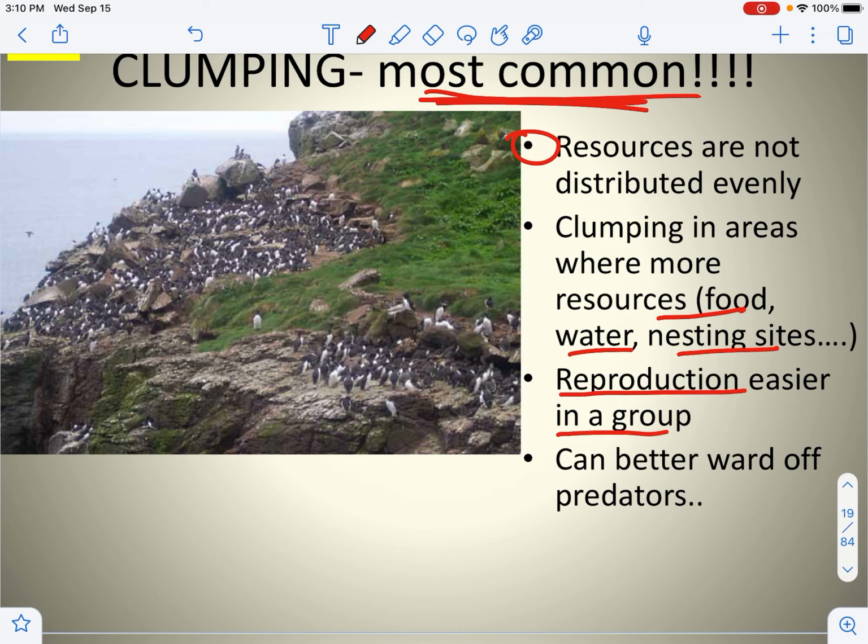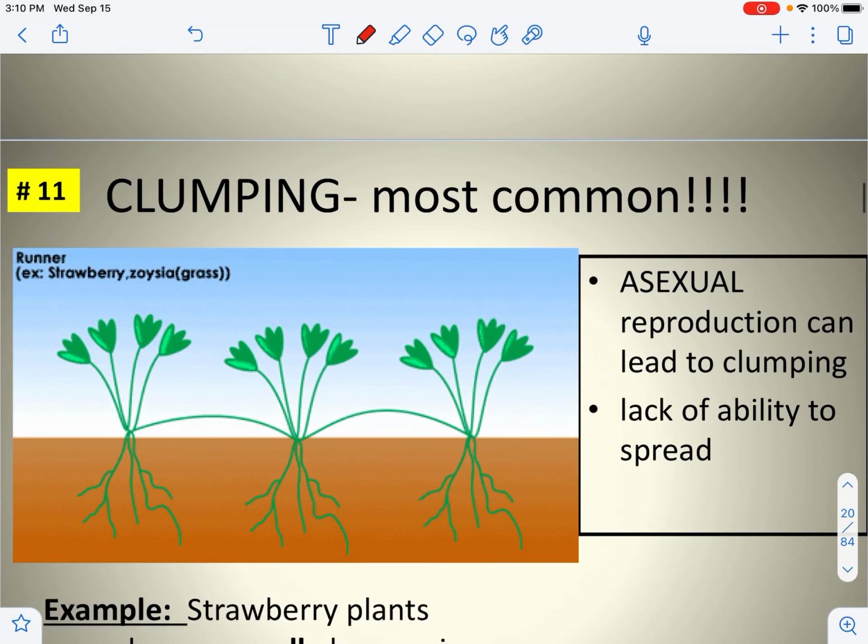Reproduction is also easier in groups. So some species have evolved to live closer together in clumps because we're going to see evolution is all about reproduction. Everything's about reproduction. Also, groups can better ward off predators. Okay, sometimes, so that's an example.